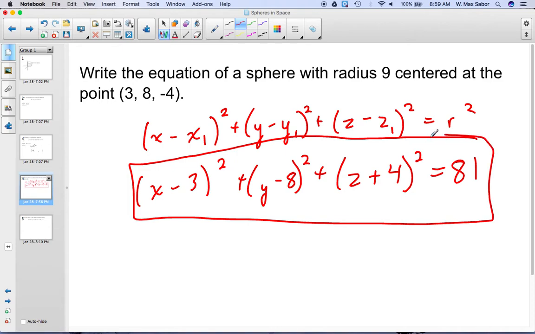It is possible that in some cases you might be asked to write it where everything's on the left side of the equation and you've already multiplied this out. Remember that if you want to multiply this out, you have x minus 3 times x minus 3 gives you x squared minus 6x plus 9. It's not x squared plus 9.